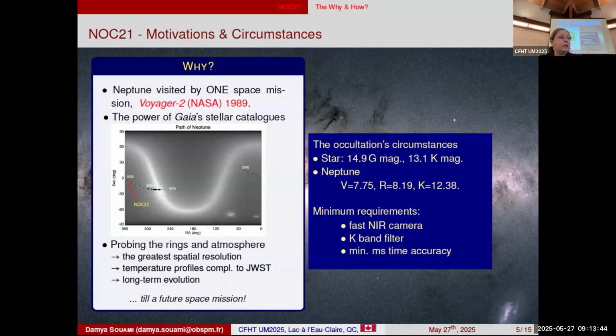But thanks to Gaia, despite the fact that it's in a region depleted of stars, the Gaia stellar catalogs actually allow us to go and look for these occultations. And that's what we did here. So there are many motivations to do so, probing the rings and the atmosphere.